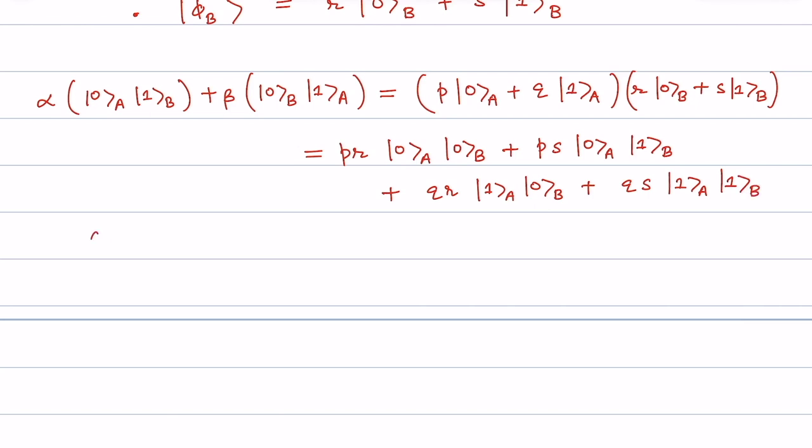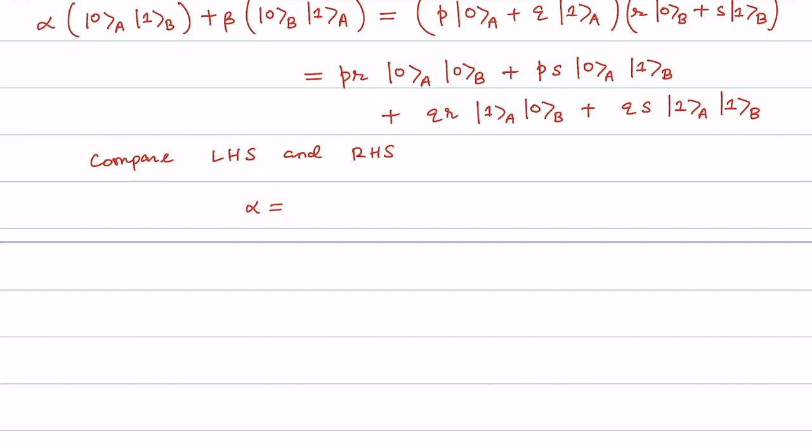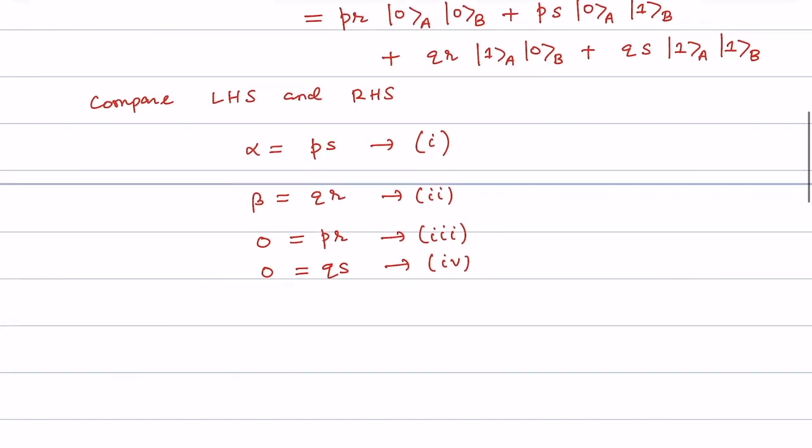Now if we compare the left hand side and right hand side of this equation, you can immediately see that alpha is equal to ps, beta is equal to qr, and you'll have pr equal to 0 and qs equal to 0, right? Say these are equations 1, 2, 3 and 4. Now you see, we cannot have alpha equal to 0. In fact, beta cannot be equal to 0 either. So first take this case, say alpha is not equal to 0.